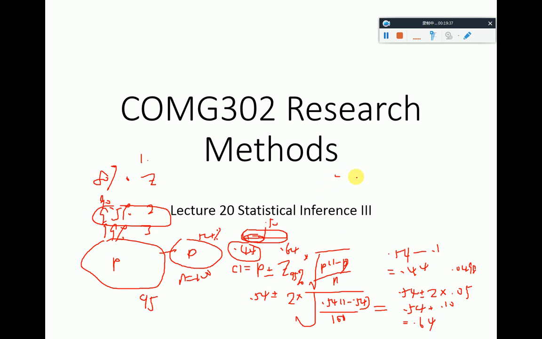But if, let's say, for a certain sample we calculate the confidence interval to be 0.52 to 0.63, right? I'm making a number up.